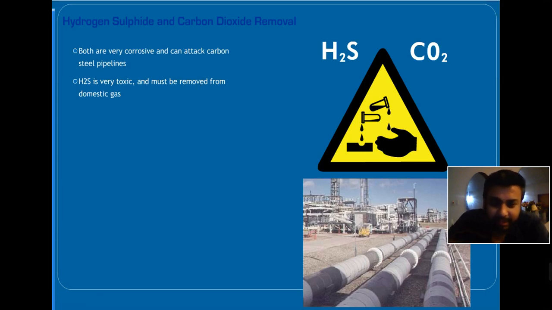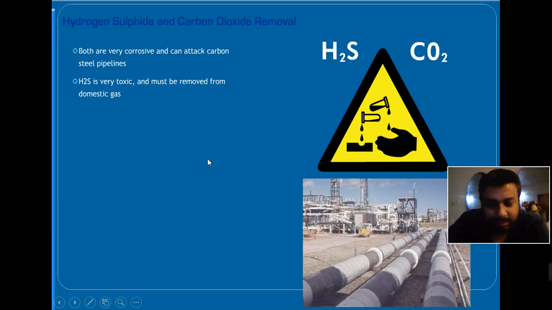A person can die if he inhales H2S. So it's a very acidic and toxic gas. This gas is not needed, so it has to be removed. Apart from H2S, we have to remove the CO2 and many other impurities, for example helium, mercury, oxygen, nitrogen, all has to be removed. But the process to remove H2S and CO2 is called the sweetening plant.